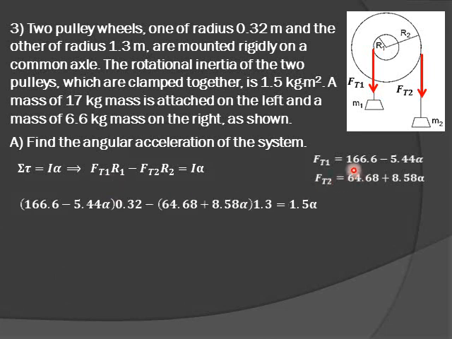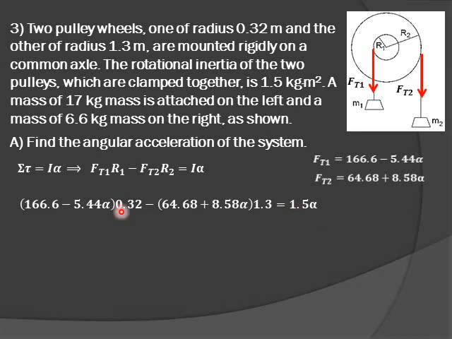Force of tension 1 is this equation right here. So we got 166.6 minus 5.4 times the angular acceleration, times radius 1, which is 0.32. And then this equation right here, which is 64.68 plus 8.58 times the angular acceleration, times its radius, which is 1.3. And then the angular inertia is going to be 1.5. So we have that there.